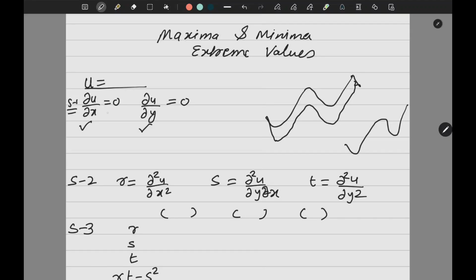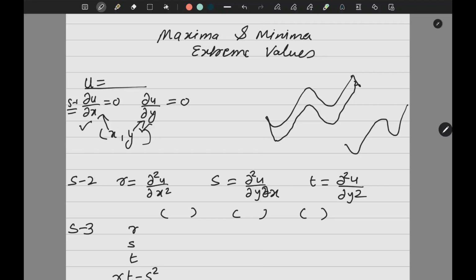Now when you equate this ∂u/∂x and ∂u/∂y with 0, you will get some extreme points. Those extreme points will be an ordered pair in such a way that if x belongs to this, y should belong to this, or vice versa. So I will collect all the extreme points. Out of those, a few will be maxima, a few will be minima, a few will be nodal points, and on a few we cannot determine. So the first step will be this.